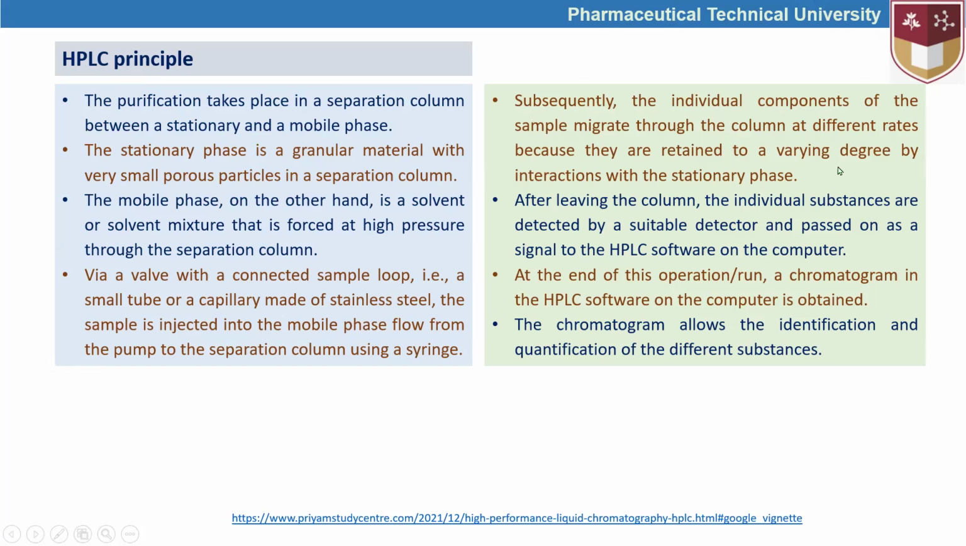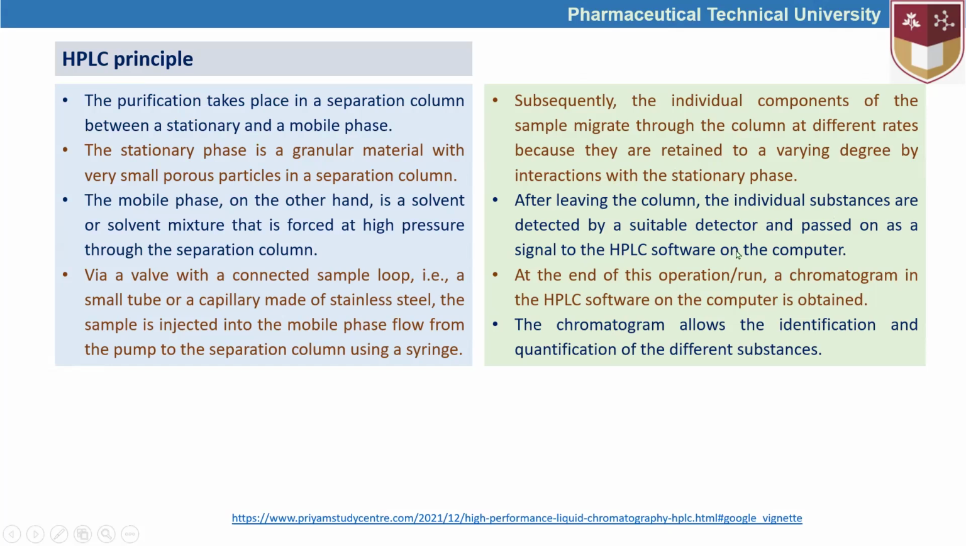And subsequently, the individual components of the sample migrate through the column at different rates because they are retained to a varying degree by interaction with the stationary phase. In the stationary phase, we know there is liquid flowing with the constant flow rate, and there are the compounds there to be separated, based on the interaction of the samples with the silica gel or its derivatives like C18. So these are the molecular bases that provide the separation of the different compounds in the HPLC column.